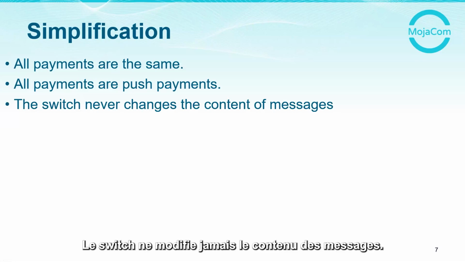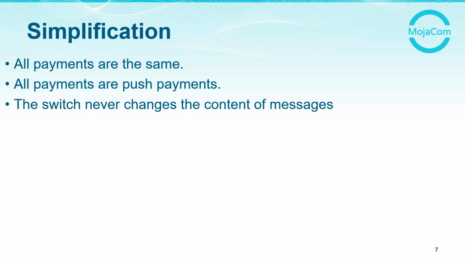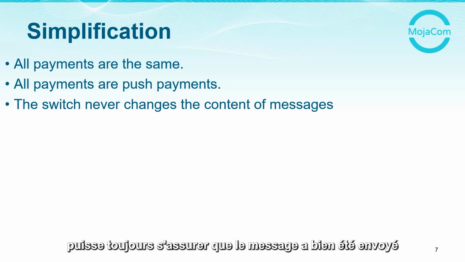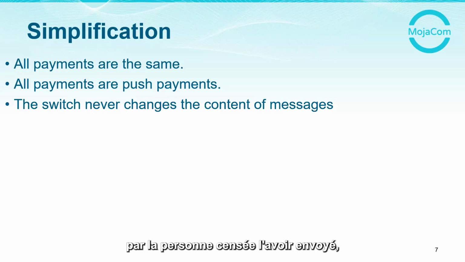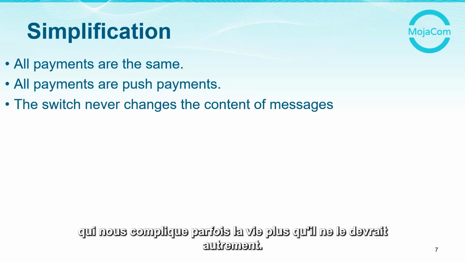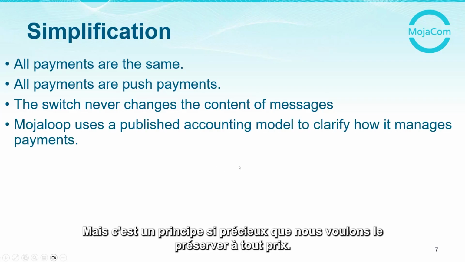The switch never changes the content of messages. It's a very important and fundamental principle at MojaLoop that the sender of a message signs that with a non-repudiation signature, and that the receiver of the message can always satisfy themselves that the message really was sent by the person who is supposed to have sent it, and that it hasn't been altered in transit. That's a fundamental principle of the way in which we do things, and it's one that makes our lives more difficult in some cases than it would otherwise be. But it's such a valuable principle that we want to hold on to it at all costs.